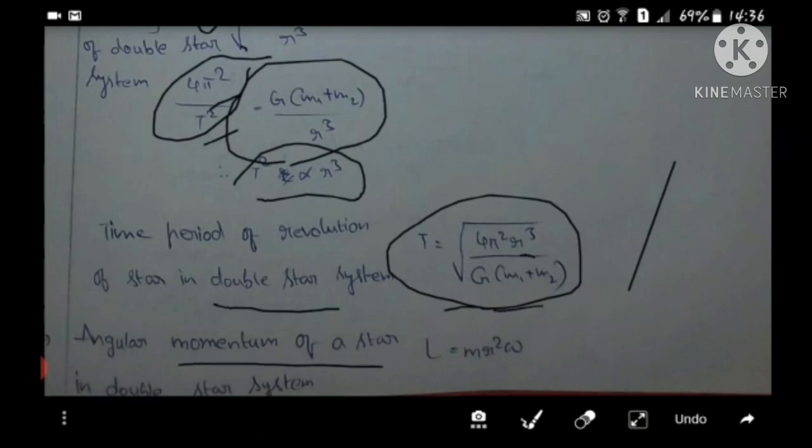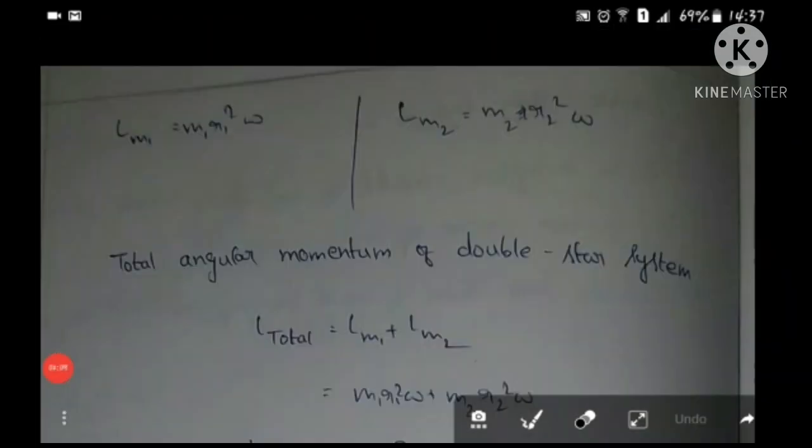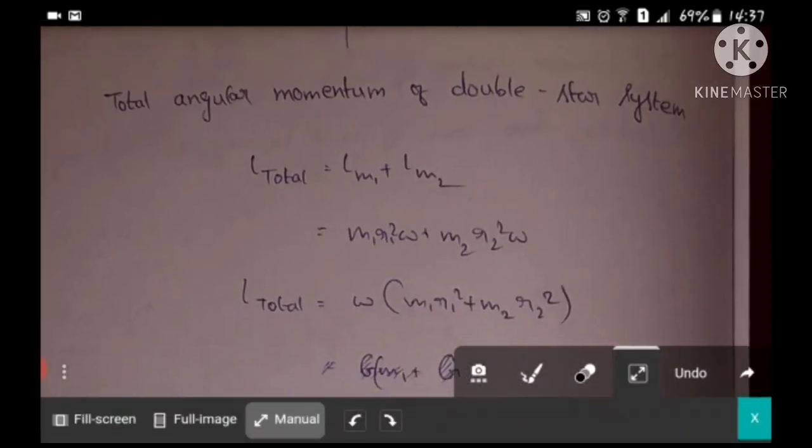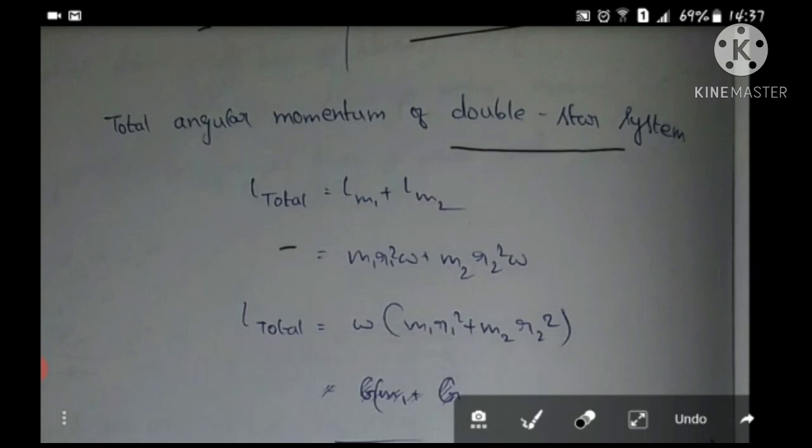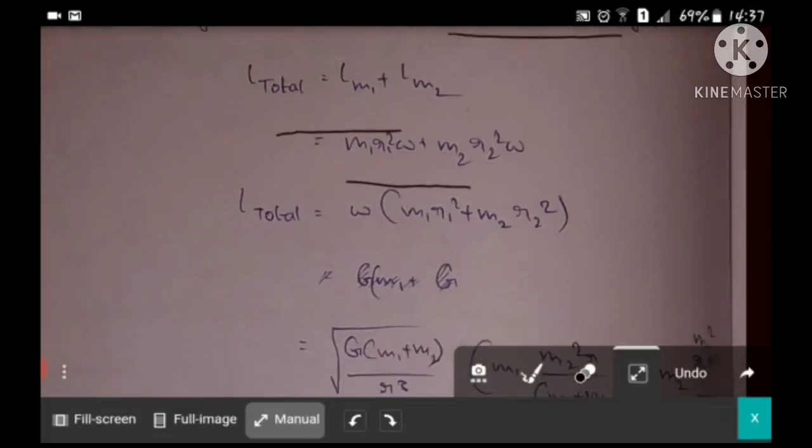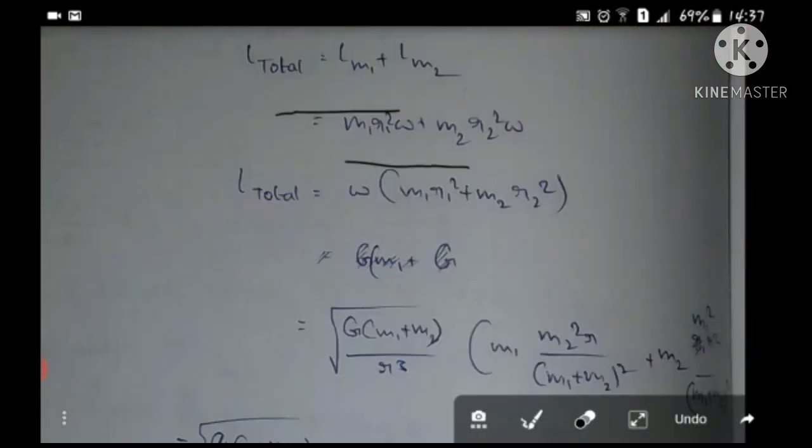Angular momentum of a star, L, is equal to m r square omega in a double star system. Here L M1 is equal to M1 R1 square omega. L M2 is equal to M2 R2 square omega. Total angular momentum of the double star system, L total, is equal to L M1 plus L M2, which is M1 R1 square omega plus M2 R2 square omega. If you take omega common, then we get M1 R1 square plus M2 R2 square.